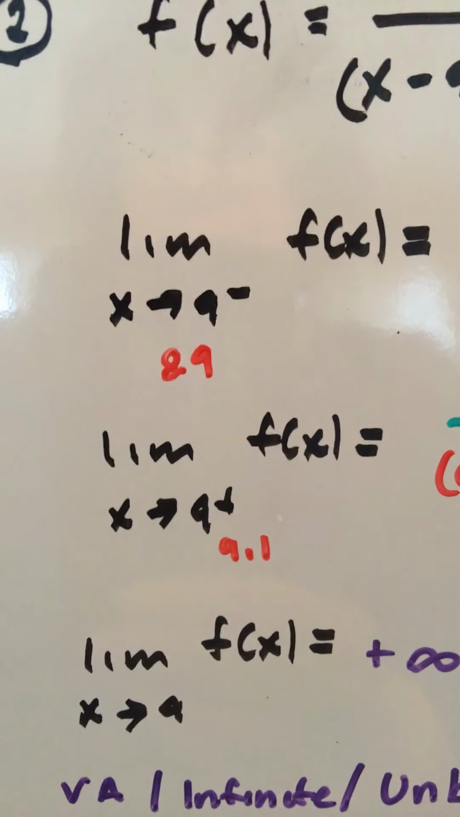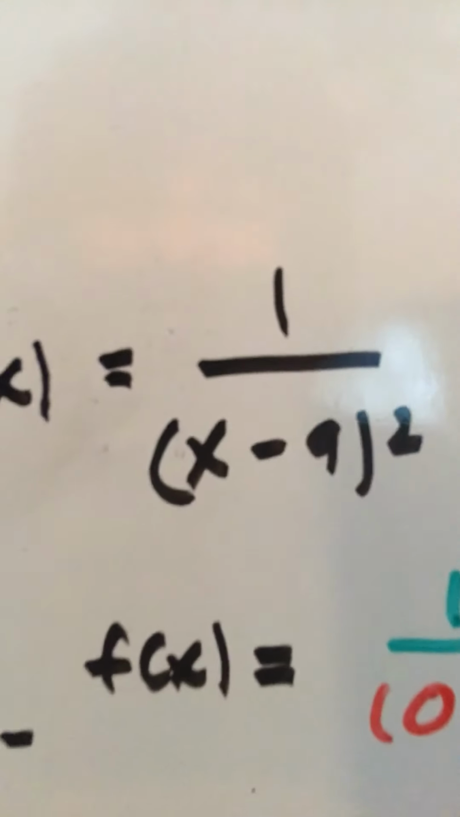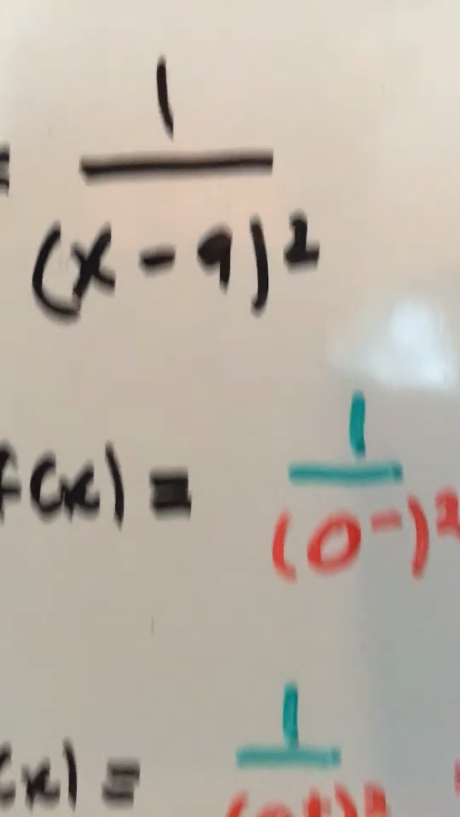I do this one likewise. I plug in the 9, 1 over 0. I say 9.1. Well, 9.1 is a positive.